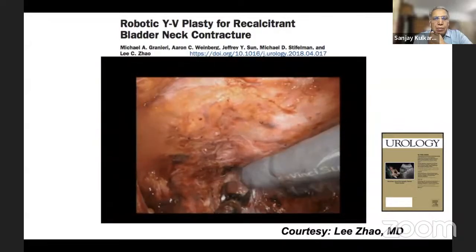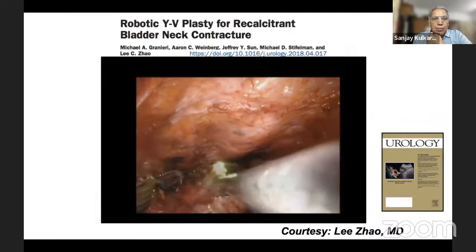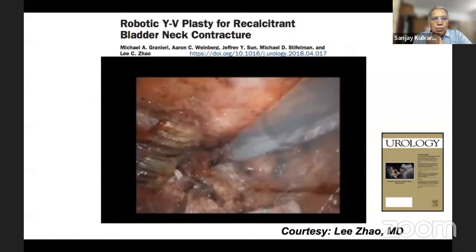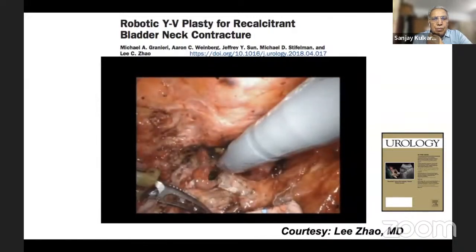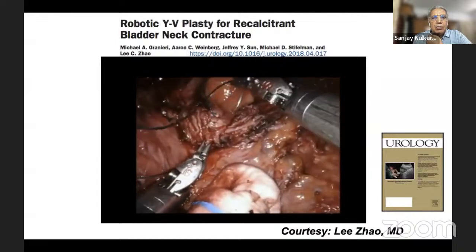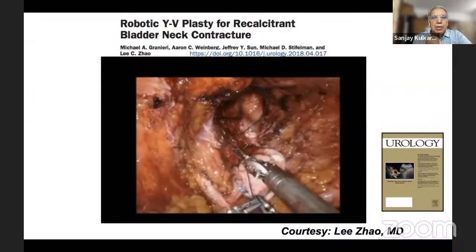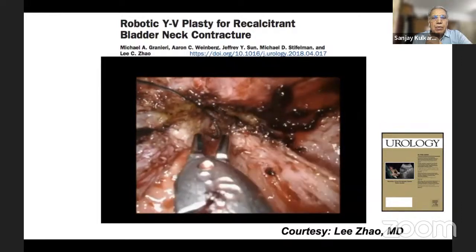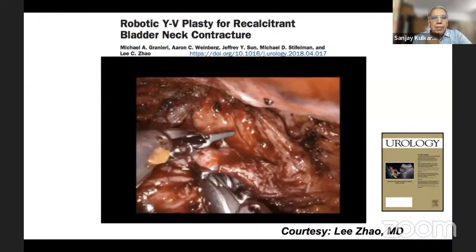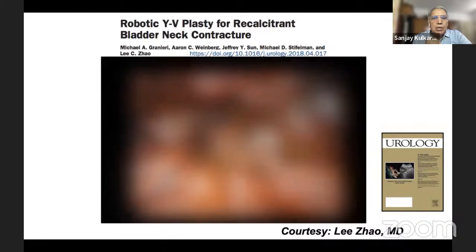So he has made an incision onto the anterior wall of the bladder, right? And he is making a V cut here on both sides. Li Zhao, my friend, is considered an authority on robotic reconstruction procedures after prostate cancer treatment. This is inside the bladder, and this flap is now inserted into the proximal urethra here. Now, the chance of the patient developing incontinence is less because he is close to the bladder neck only. He is not going distally.